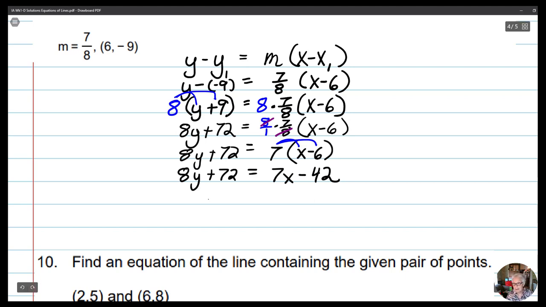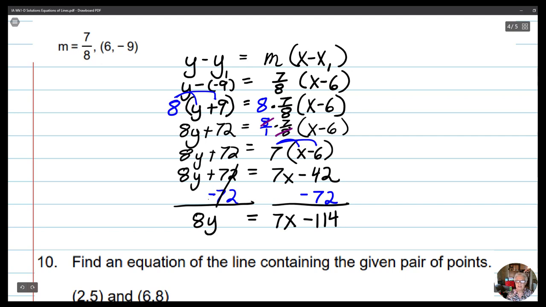Okay, now I'll subtract 72 from both sides of the equation. 72 minus 72 is 0 on the left, so I'm left with 8y. On the right, I'll have 7x minus 114. That's a lot.